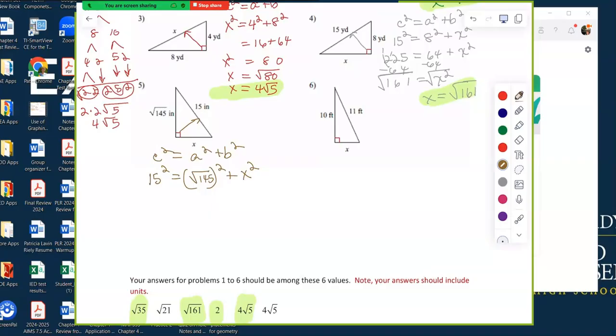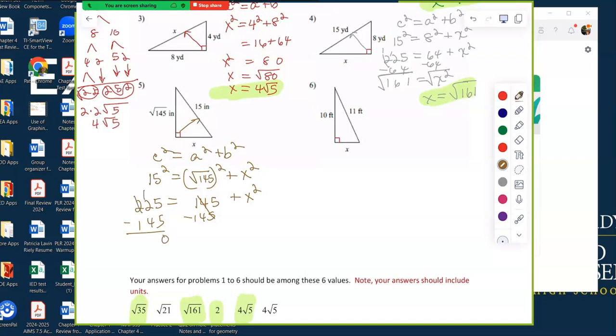Notice I put radical 145 and not 145. Okay, 15 squared is 225. You can use your calculator for this. When you square radical 145, you get 145 plus x squared. Subtract 145 because our job is to isolate your x, or your x squared in this situation.